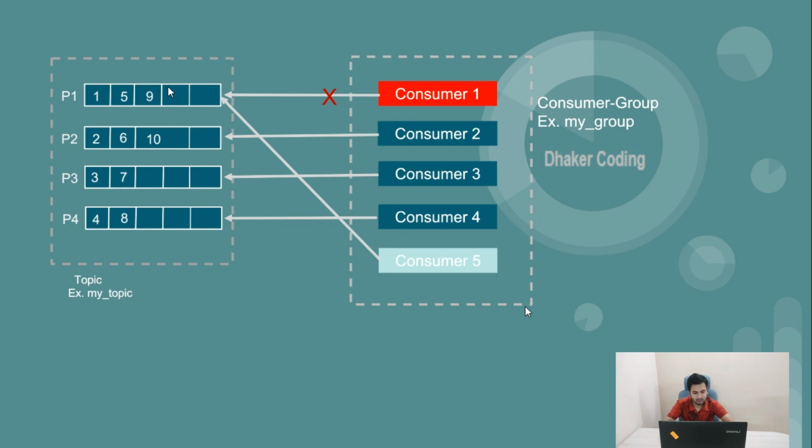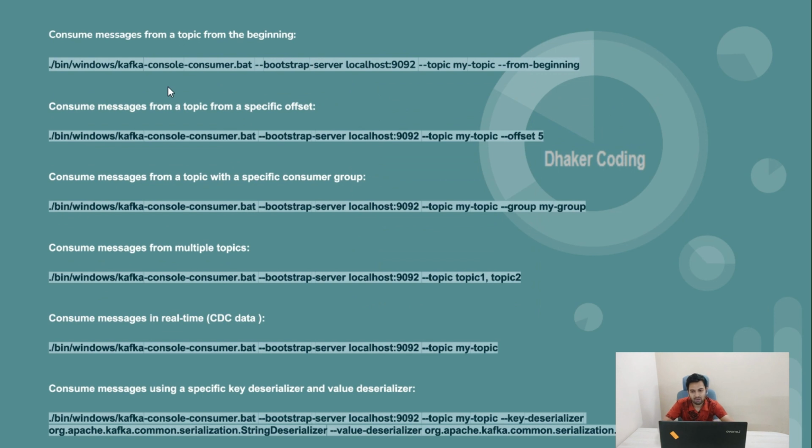So let's go and see the Kafka consumer commands. Let's say I want to read the message from a topic from the beginning. So we will use the Kafka console consumer batch file, and from this particular broker list, let's say localhost 9092, and from this topic my topic I want to read the data, and from where? From the beginning, right?